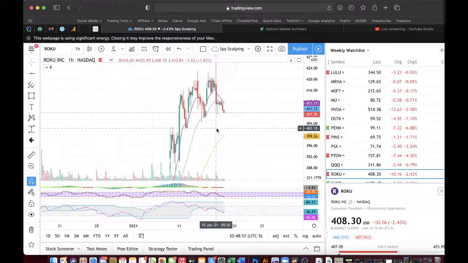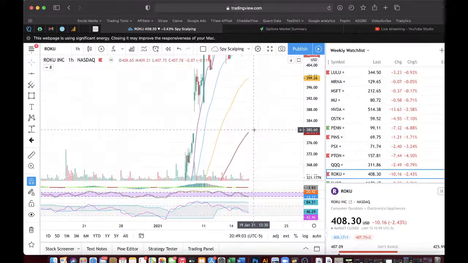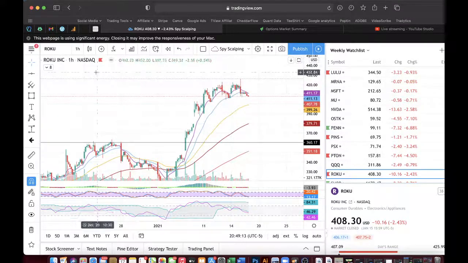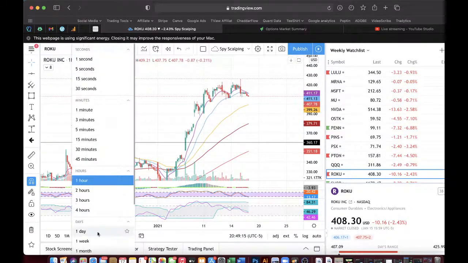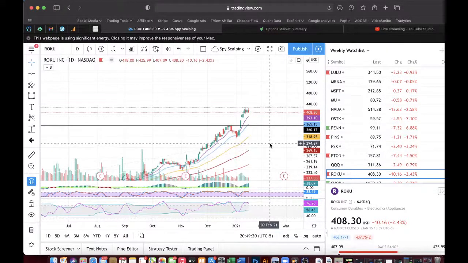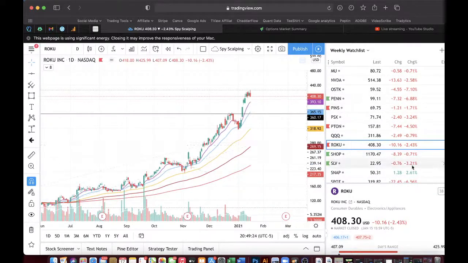So anything below 402, you're going to see somewhere close to that 363 mark in the next couple weeks. There is a gap to fill down here, so there's going to be some support at 387.59. But yeah, it's definitely got more downside potential right now in the short term than upside potential, just based off of the chart itself. I love Roku long term, obviously, but I'm by no means going to be buying into this right now.